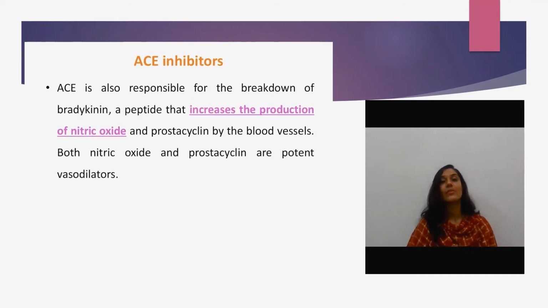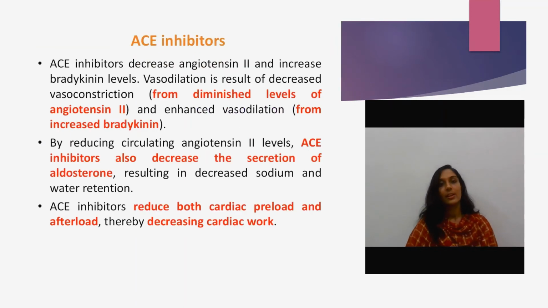Then ACE inhibitors are responsible for breakdown of bradykinin, a peptide that increases production of nitric oxide and prostacyclin by the blood vessels, right? And this nitric oxide and prostacyclin are potent vasodilators. So what ACE inhibitors do is decrease angiotensin 2 and increase bradykinin levels, right? As a result, vasoconstriction is decreased, from diminished levels of angiotensin 2, and vasodilatation is enhanced. So it increases the process of vasodilatation by increasing bradykinin, right?